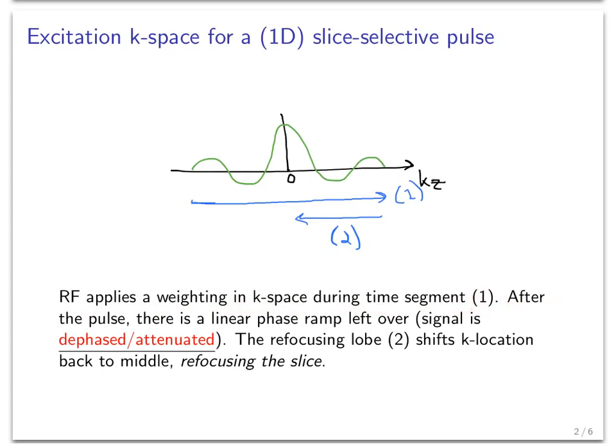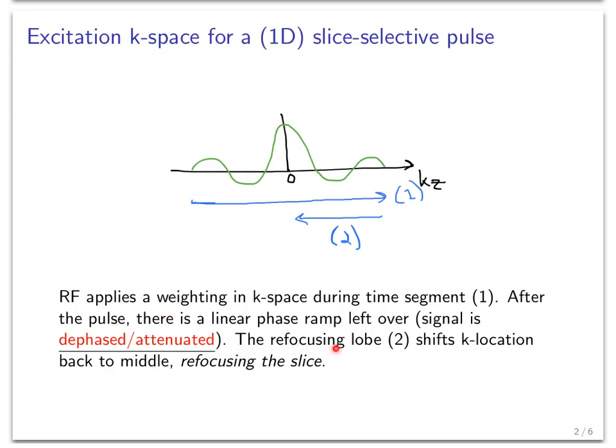Okay, so the RF has applied a weighting in k-space during time segment 1, and then after that pulse, there's a linear phase ramp left over because we're at a positive kz location at the end of the RF, right? So sorry, that should say end of the RF. There's a linear phase ramp left over. And so what that means is that the signal is going to be dephased in the z direction, right? If there's a linear phase ramp across the z dimension, and we're going to integrate across that, we're going to get some attenuation in our signal, right? Because the phase will have been dispersed.